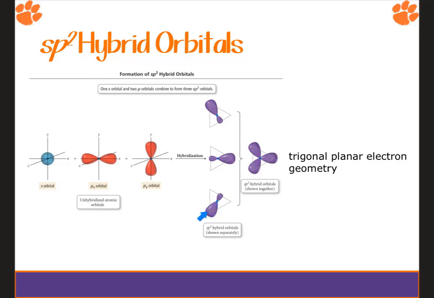You'll notice that the lobe is a little bit bigger here because these are a third s character. So 1 out of the 3 atomic orbitals that mixed together was s, as opposed to sp3, where 1 out of 4 of the atomic orbitals was s. So 1 out of 4, that one's 25% s character. All right, so here they line each other up. You've got these nice 3 hybrid orbitals, and they align themselves in a trigonal planar electron geometry. So make a triangle, and they're flat, 120 degrees apart.